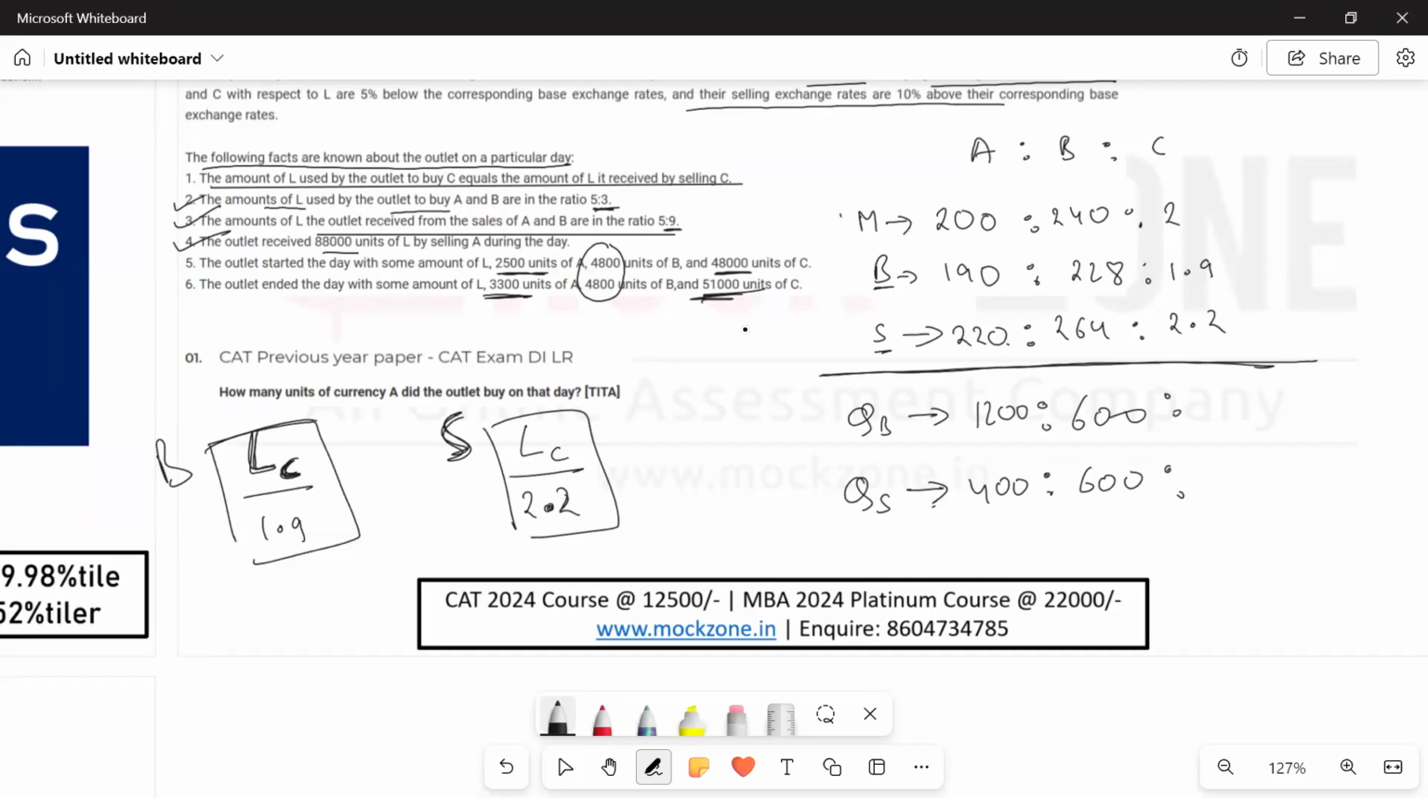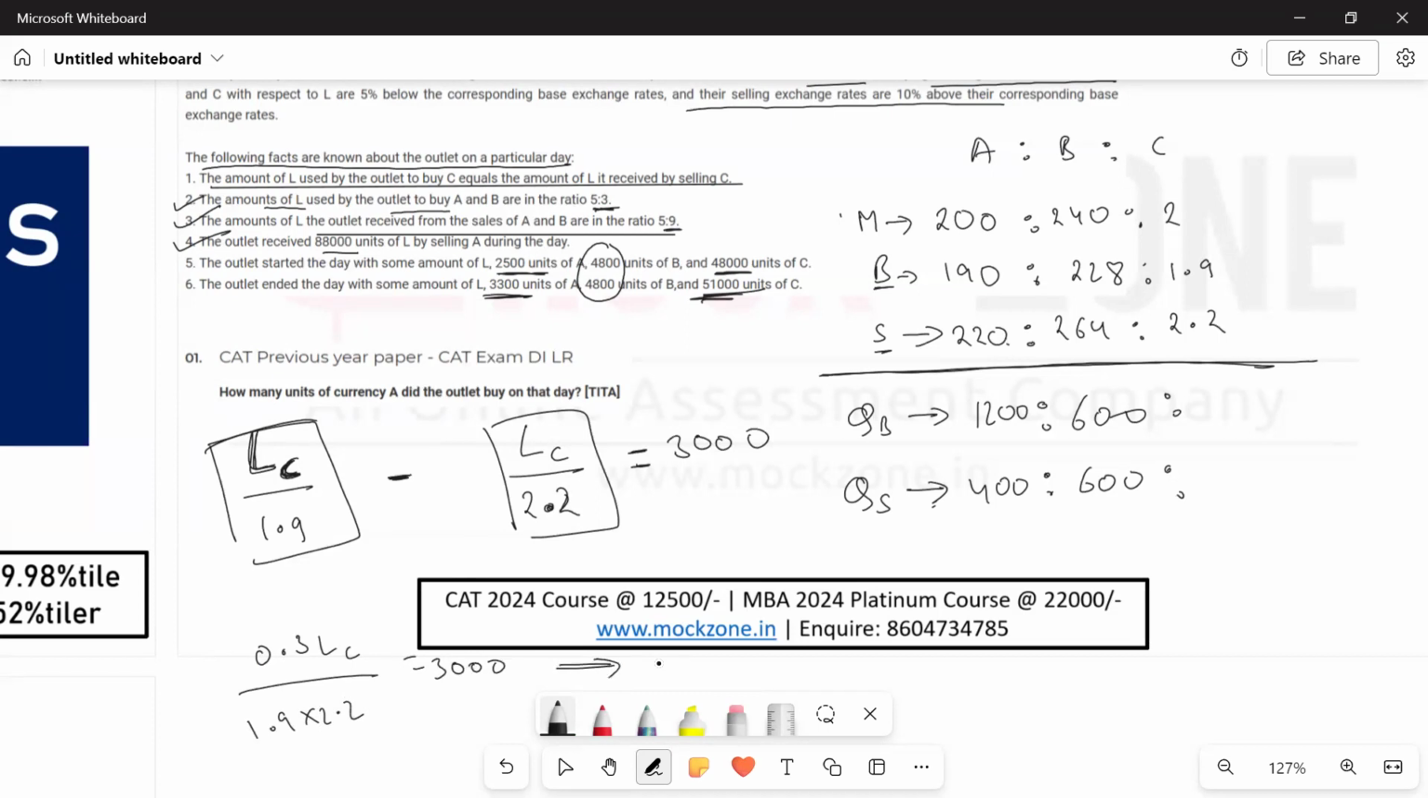That is why our stock has increased. So LC divided by 1.9 minus LC divided by 2.2 is how much? How much has our stock increased by? 51,000 minus 48,000, which is 3,000. That means if we do this subtraction, this is what? 2.2 LC minus 1.9 LC in the numerator, which is 0.3 LC divided by 1.9 into 2.2, equals 3,000.